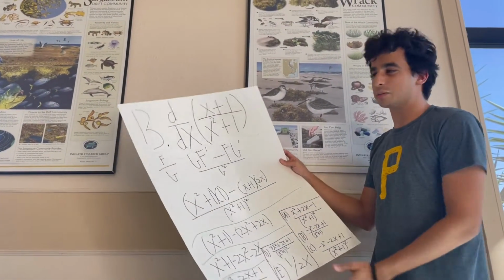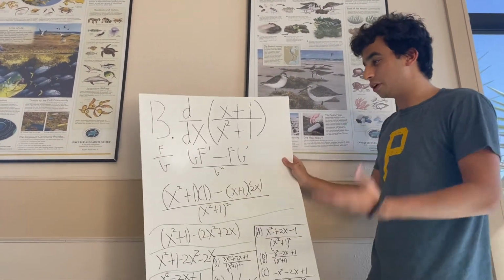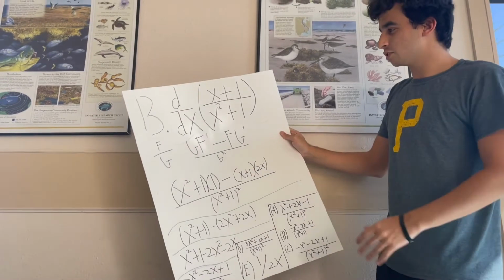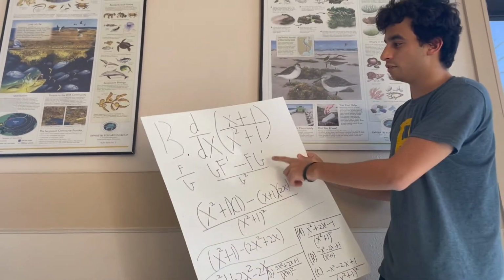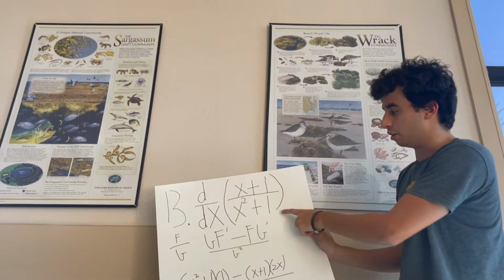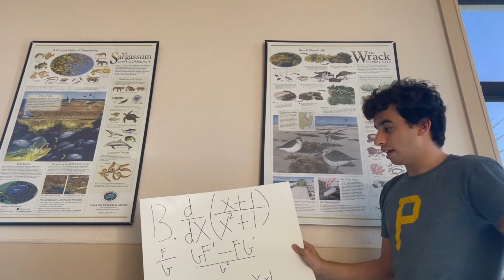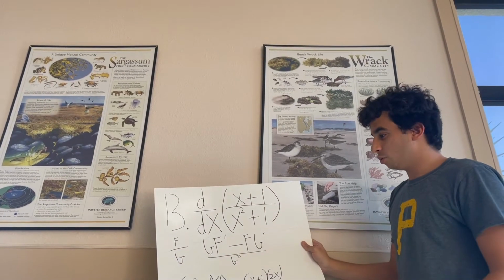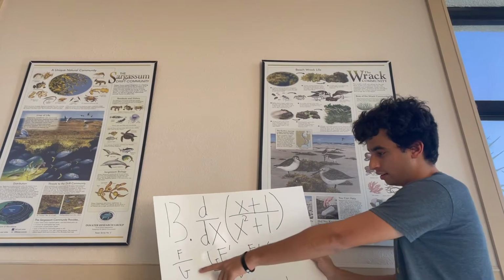Thanks, Blake, for that explanation of the power rule. Now we will be going over the quotient rule. So first, let's look at our problem. We are instructed to find the derivative of x plus 1 over x squared plus 1. Now for this problem, we're going to use the quotient rule, which is defined here.